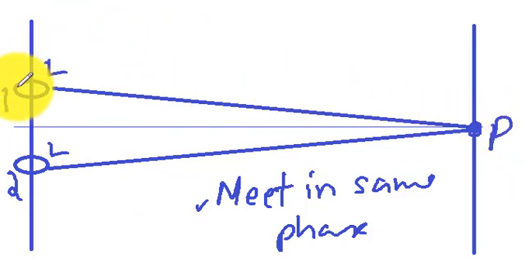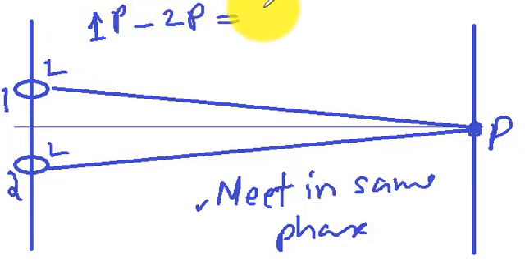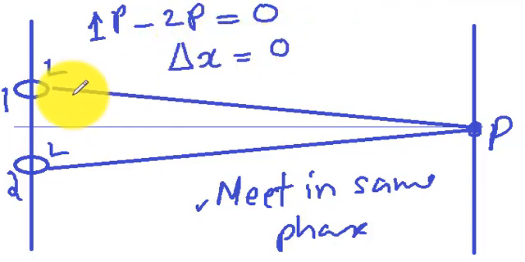That means the path taken from 1 to, say, let us say this point is P. The path taken by the first one, 1 to P minus 2 to P, should be equal to 0. The paths are the same. There is no difference in the path. So we will say the path difference is equal to 0. No difference in the path taken. So if they are in the same phase and there is no path difference, they will meet in the same phase.